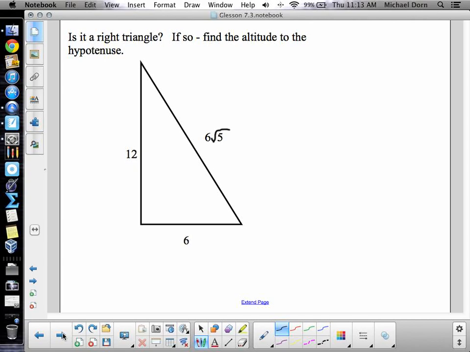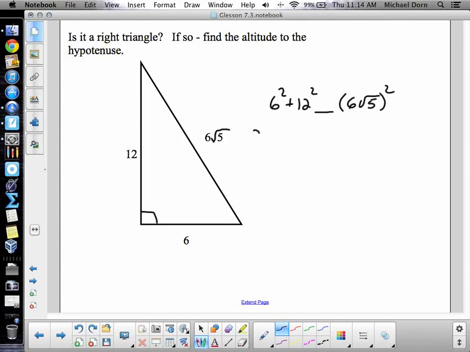It says, is it a right triangle? If so, find the altitude to the hypotenuse. Well, again, checking to see if it's a right triangle. Little review, Pythagorean theorem. 6 squared plus 12 squared and 6 root 5 squared. We have to compare.